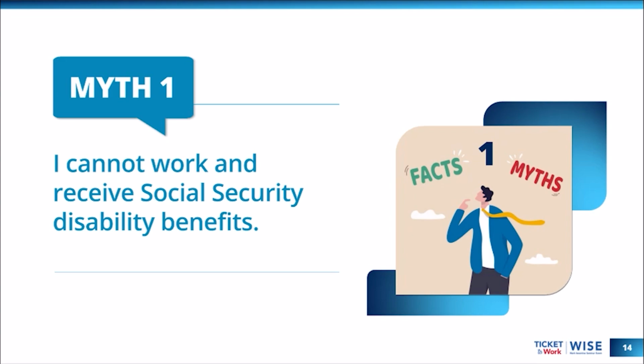So if you are earning $1,500 a month and are not performing substantial gainful activity, you remain eligible for benefits. So the biggest myth is that work and Social Security benefits run in tandem, and it's possible to have your foot in each one of those worlds.